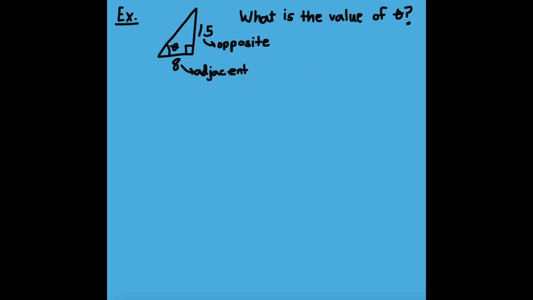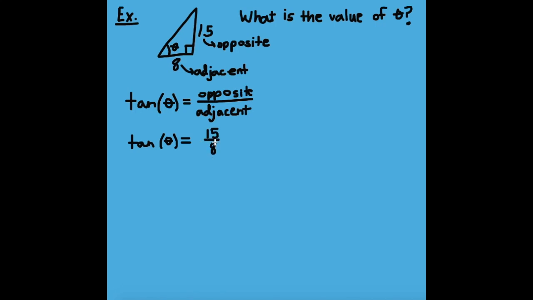So let's see what we have. We have the opposite and we have the adjacent. Therefore, let's use tan, since tan equals opposite over adjacent. So we get tan theta equals 15 over 8.